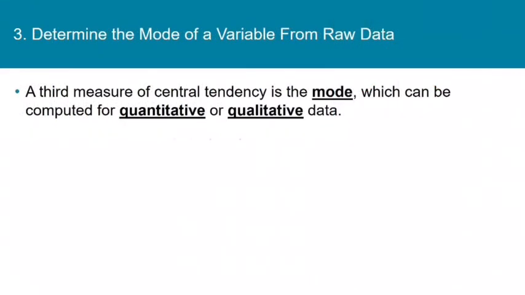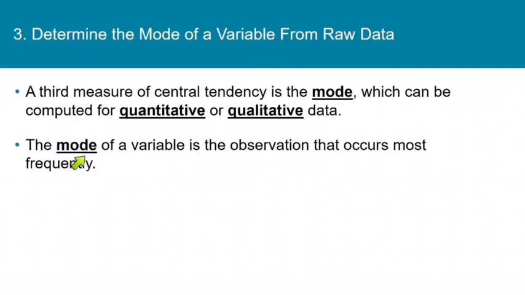And now we have a third measure of central tendency, and that is going to be the mode. And mode can be computed for either quantitative data or qualitative data. In fact, every time you've ever seen an election where they have to count the votes to see who won, what they're doing is finding the mode of the votes.